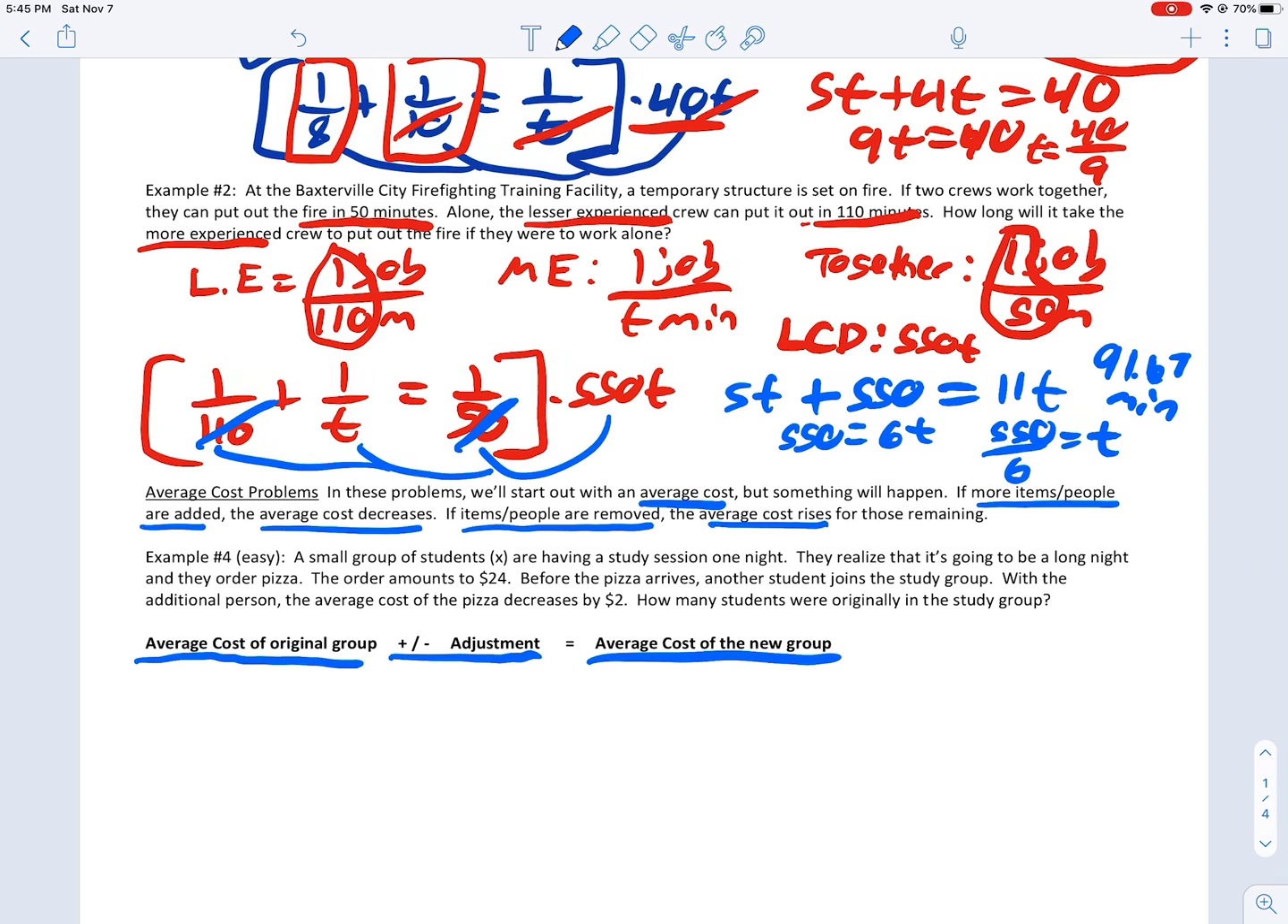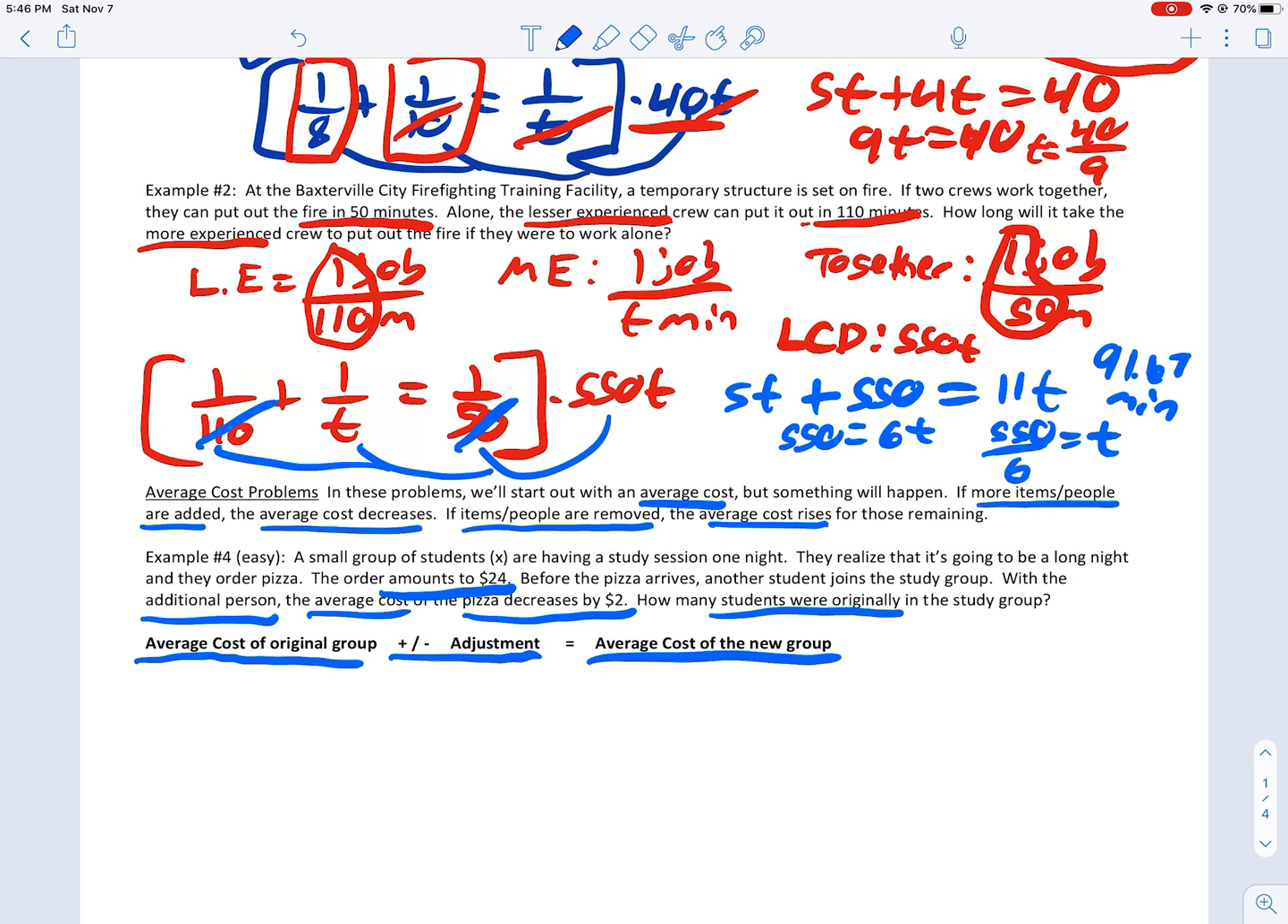So we have a small group of students that are doing a study session one night. They realize that it's going to be a long night, so they order a pizza. The order amount is $24. Before the pizza arrives, another student joins the study group. With the additional person, the average cost decreases by 2. How many students were originally in the study group?